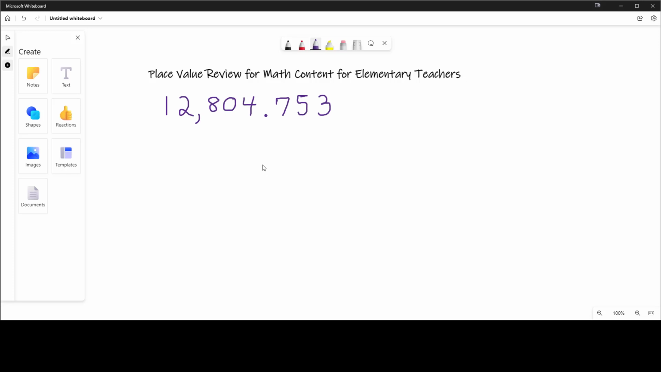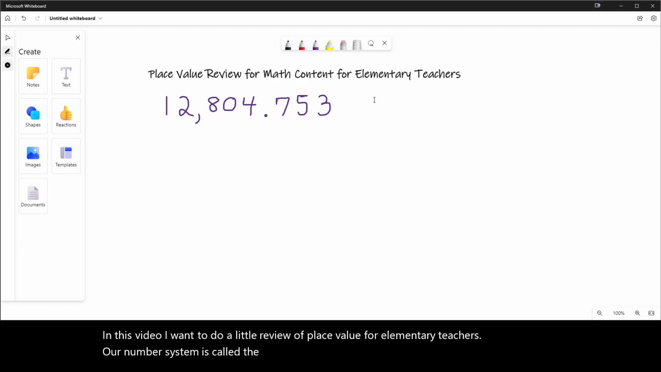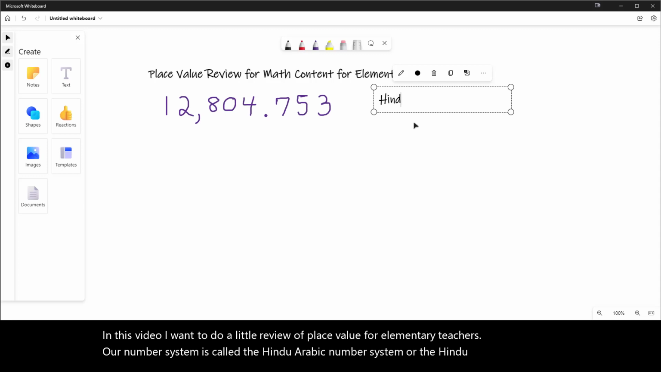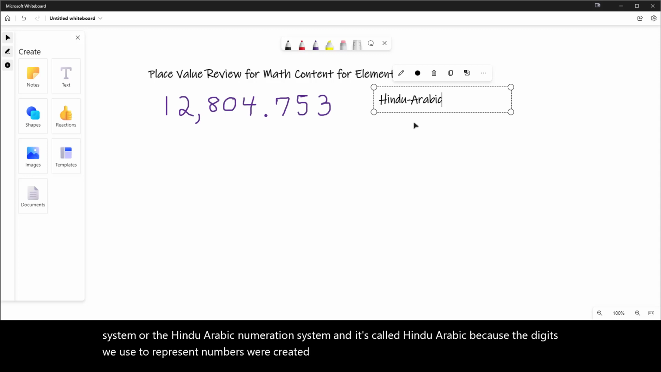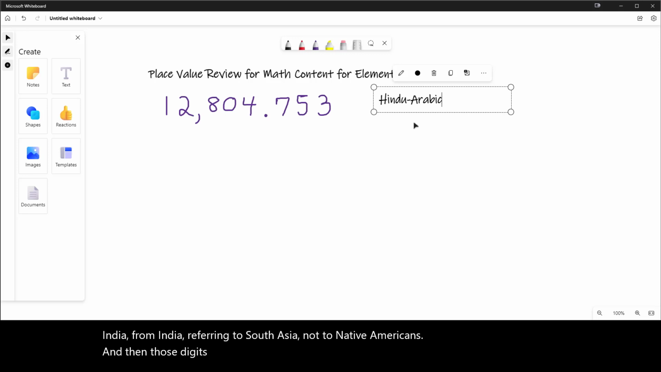In this video, I want to do a little review of place value for elementary teachers. Our number system is called the Hindu-Arabic number system, or the Hindu-Arabic numeral system, or the Hindu-Arabic numeration system. It's called Hindu-Arabic because the digits we use to represent numbers were created by ancient Indians, classical Indians, from India, India referring to South Asia, not to Native Americans. And then those digits were spread to other places, including Europe, by Arab traders.